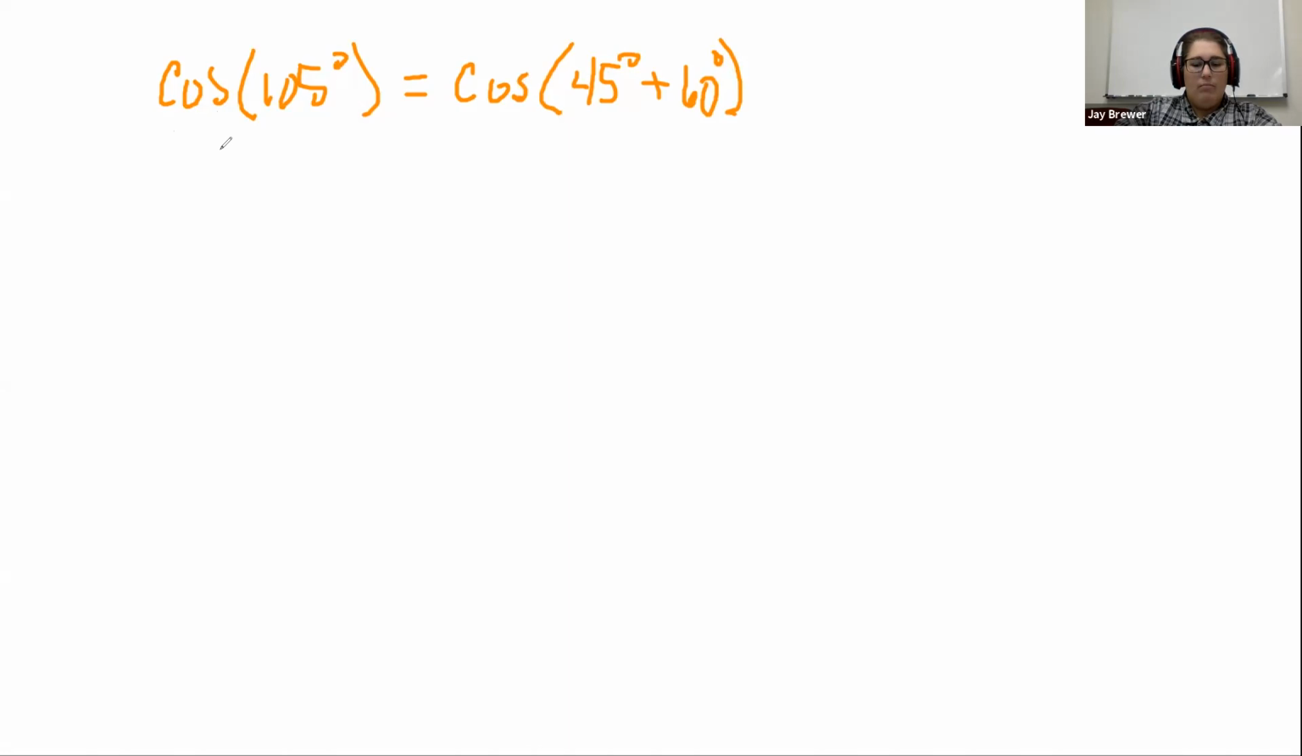So if we think back to the formula, remember we have cosine alpha first. So in this case, alpha is always the first angle. And then it's a sum, so we're actually going to do a subtraction.